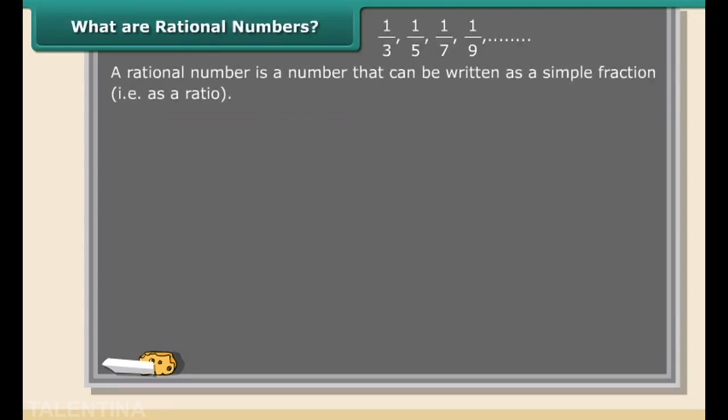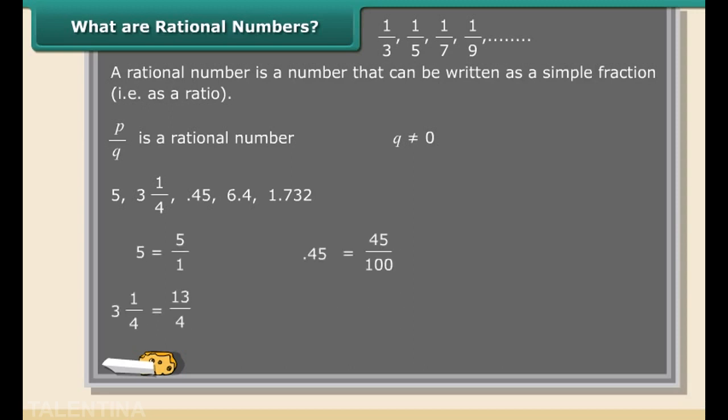A rational number is a number that can be written as a simple fraction, that is, as a ratio. So, a rational number looks like this, that is, p upon q. Remember, q cannot be equal to 0. Can you tell which of these numbers are rational? Yes, all of them are rational. So, rational numbers are simply the numbers of arithmetic.